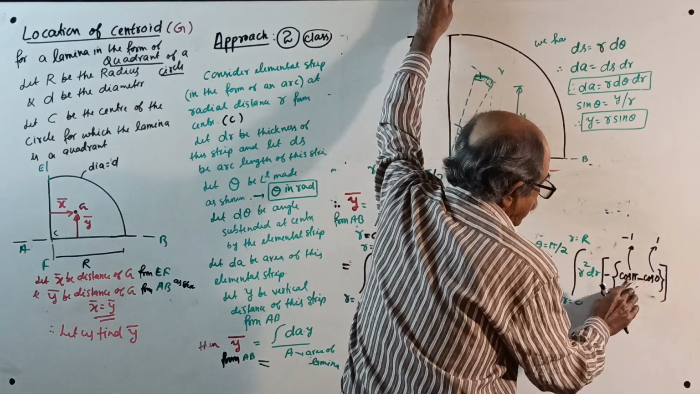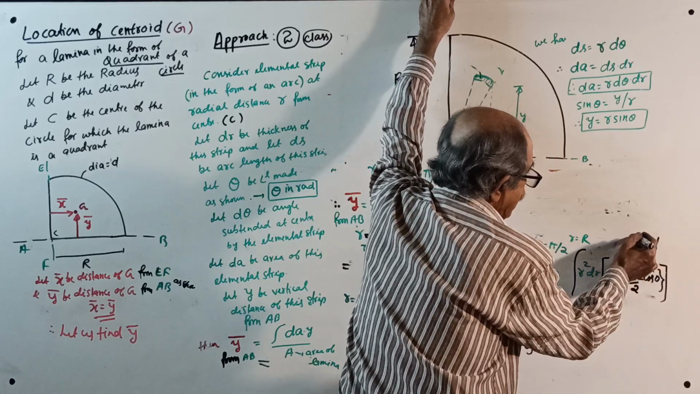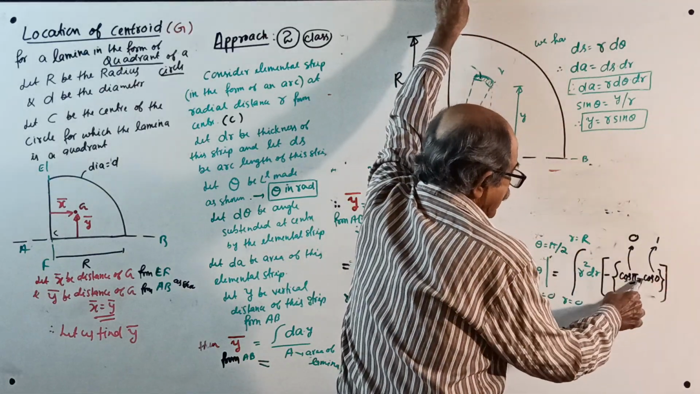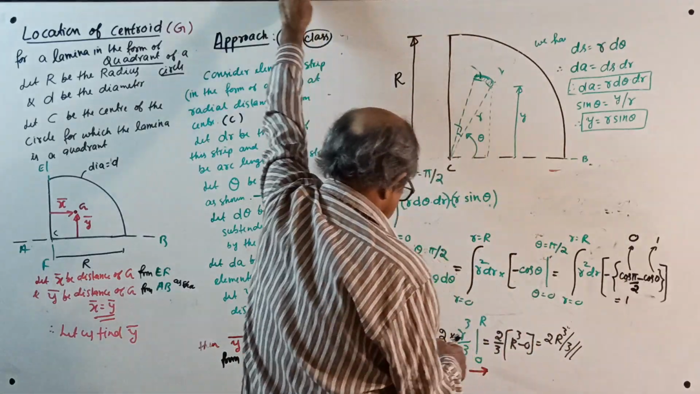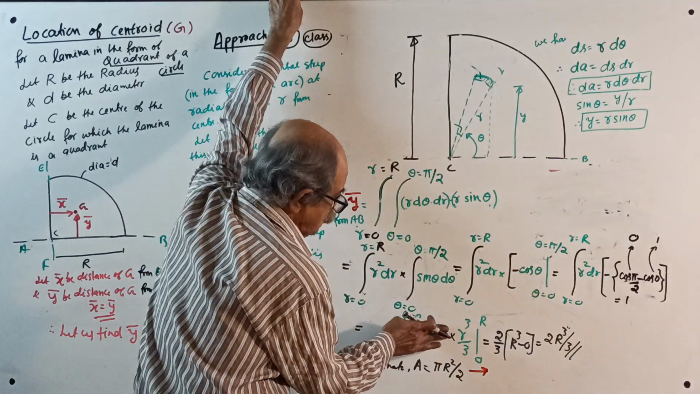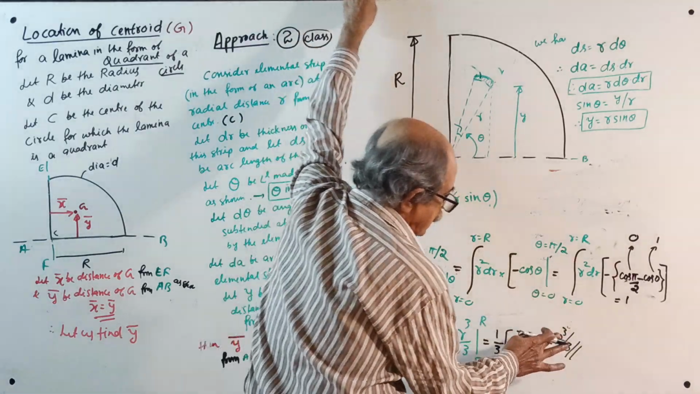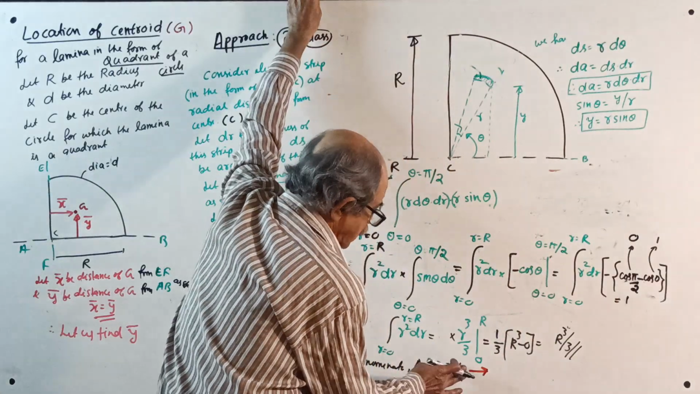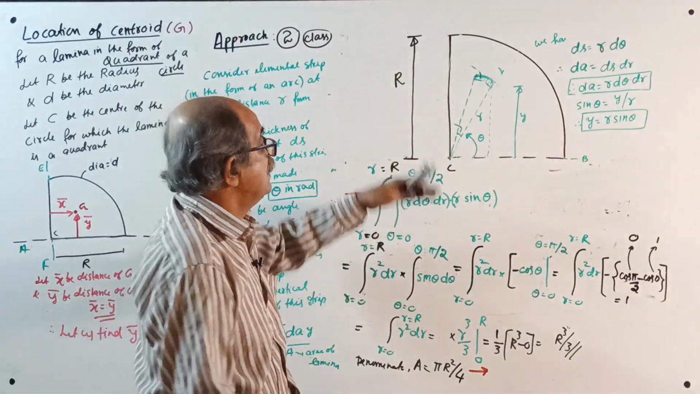Instead of pi, you get pi by 2. Okay, cos pi by 2 minus cos 0. Cos pi by 2 is 0. Cos 0 is 1. 0 minus 1 is minus 1. Minus 1 into minus becomes plus 1. This 2 will vanish, 1 will come. R cube by 3. Denominator, area equal to pi r square by 4. Why? Quadrant of a circle.